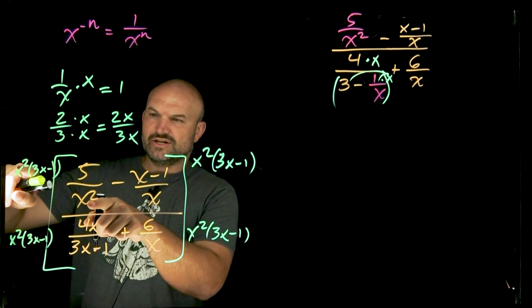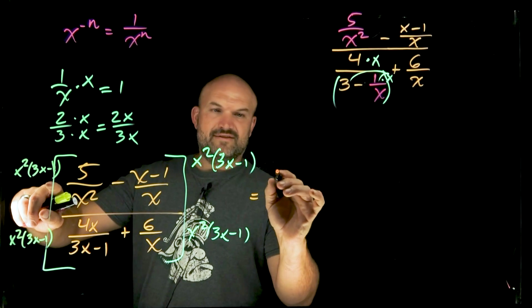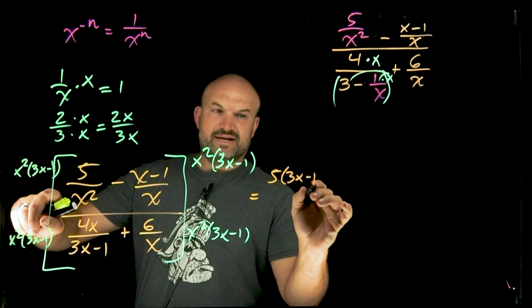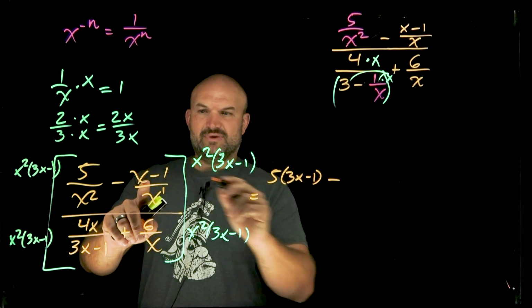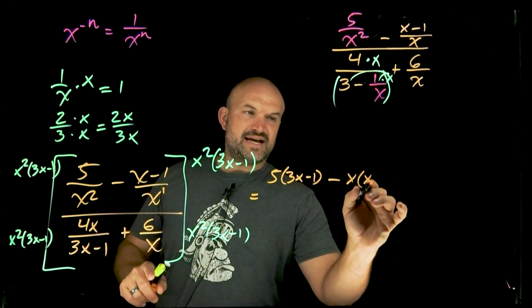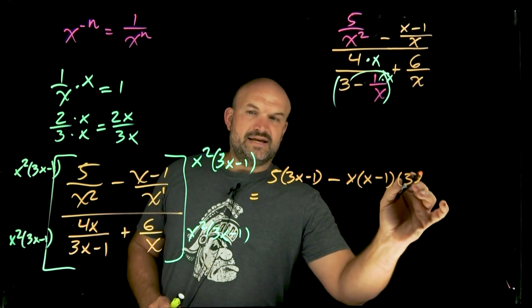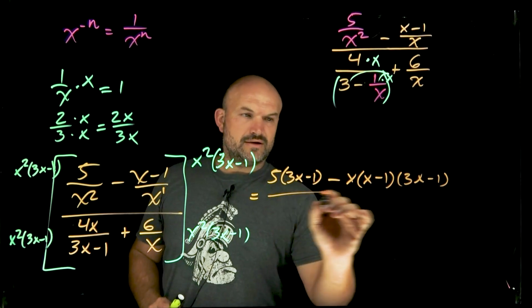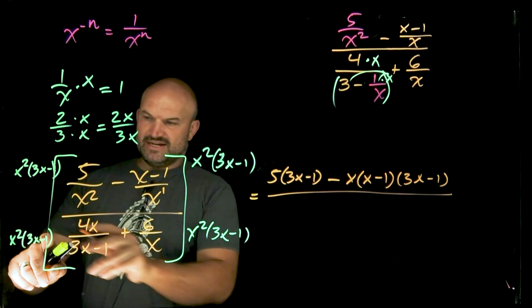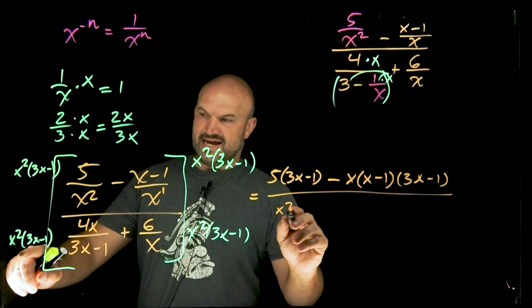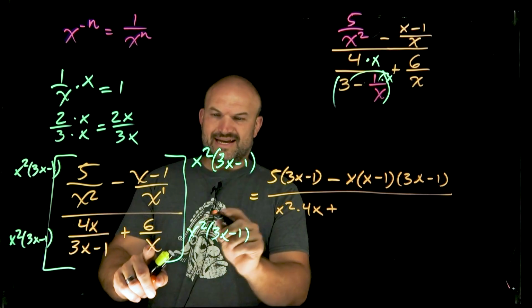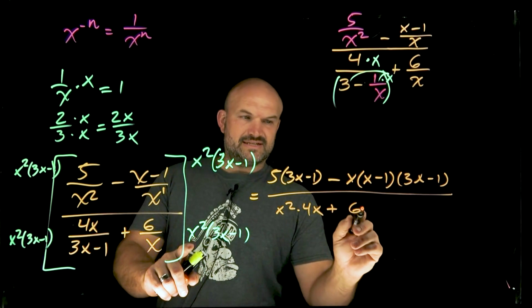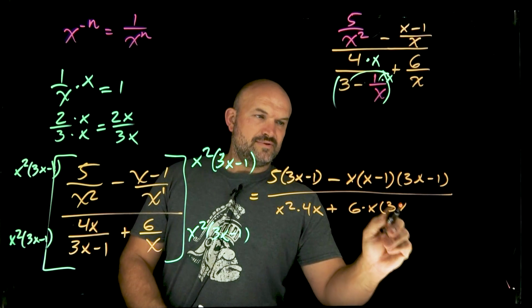All right, so now let's go ahead and simplify this to see what we're going to get. Here, my x squareds are going to divide out. That's just going to leave me with a 5 times a 3x minus 1. Over here, my 1x will divide out, right? So that's going to leave me with an x times x minus 1 times a 3x minus 1 all over. Here, my 3x minus 1's divide out. So that's going to leave me with an x squared times 4x. And then plus here, again, another x will divide out. So that'd be a 6 times x times a 3x minus 1.